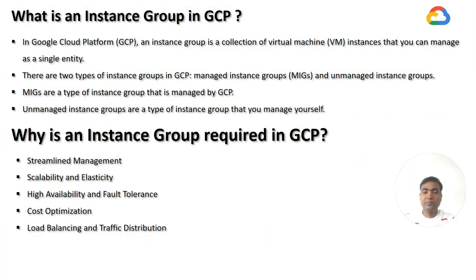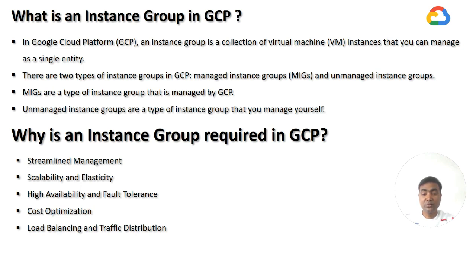In Google Cloud Platform, an instance group is a collection of virtual machines that you can manage as a single entity. There are two types of instance group in Google Cloud Platform: Managed Instance Group (MIG) and Unmanaged Instance Group. Managed instance groups are a type of instance group that is managed by GCP. This means GCP will automatically create, manage and scale the VM instances in a MIG based on your requirement. MIGs are a good choice for applications that require high availability and scalability.